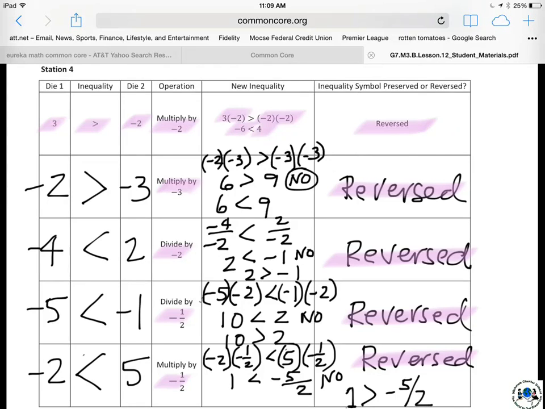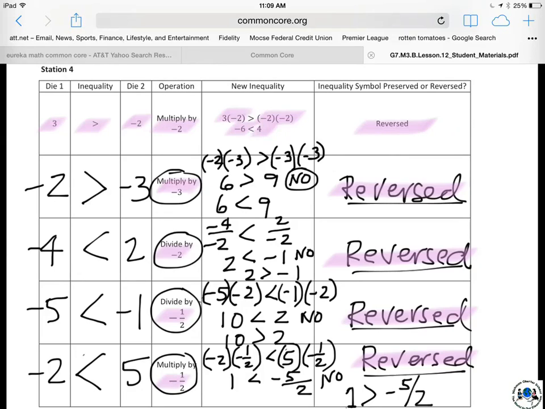Okay, so as you may have predicted, in all of my cases at least, hopefully yours as well, since we are using the same numbers, multiplying by negative 3, dividing by negative 2, dividing by negative 1/2, multiplying by negative 1/2, all yielded the same reversal answer. Okay, they all had to be reversed.